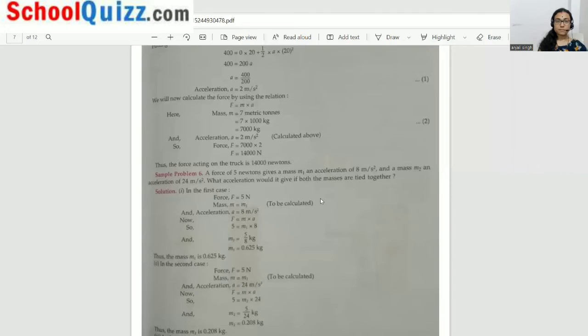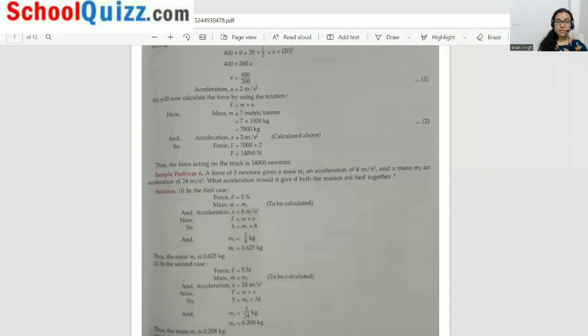Last day we studied the numerical that is based on the second law of motion. So today we'll do the next numerical. I'll again share the PDF. Yes, now this is the time to do the next numerical.